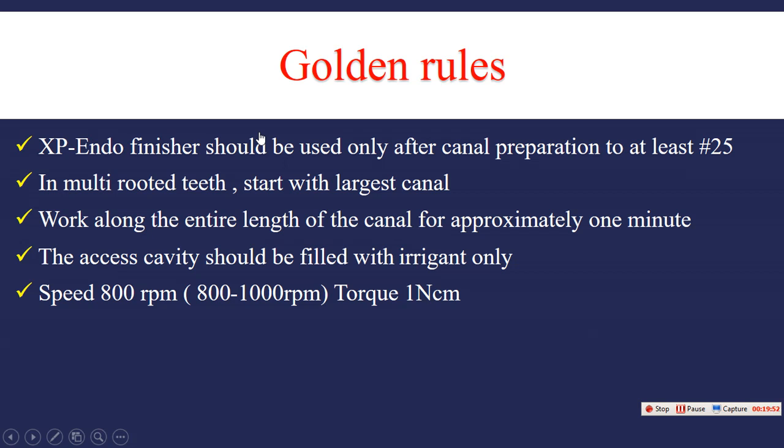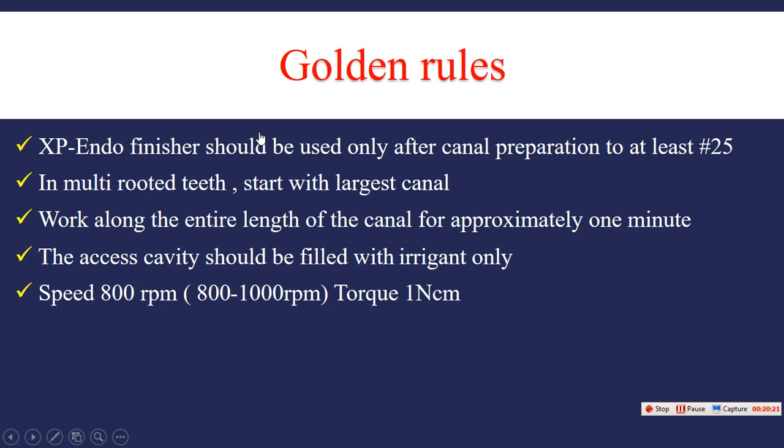In multi-rooted teeth, for the XP Endo Finisher and shaper, start with the largest canal, meaning the distal canal in the lower posterior and the palatal canal in the upper posterior, working along the entire length for at least 1 minute for both the XP Endo Shaper and finisher. The cavity should be filled with copious irrigation, and the speed for both is 800 to 1000 rpm with 1 torque.